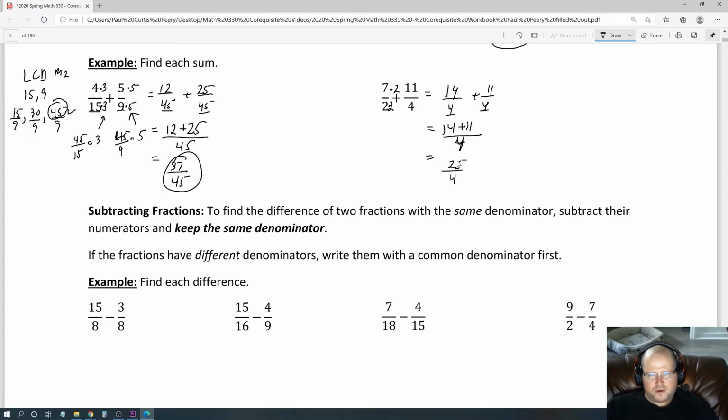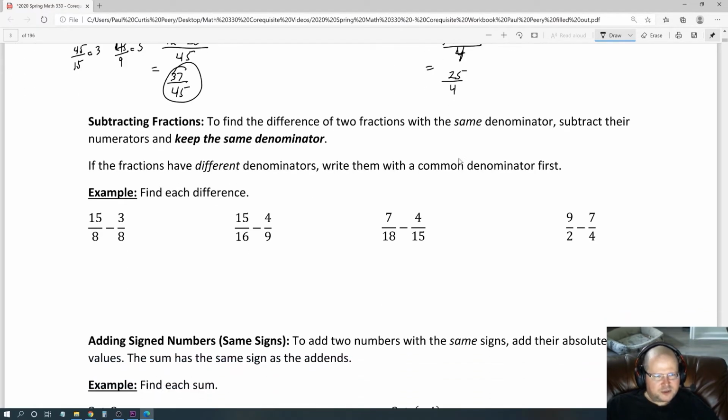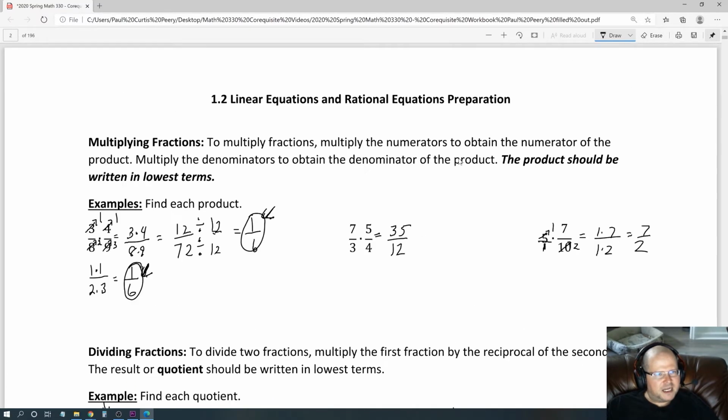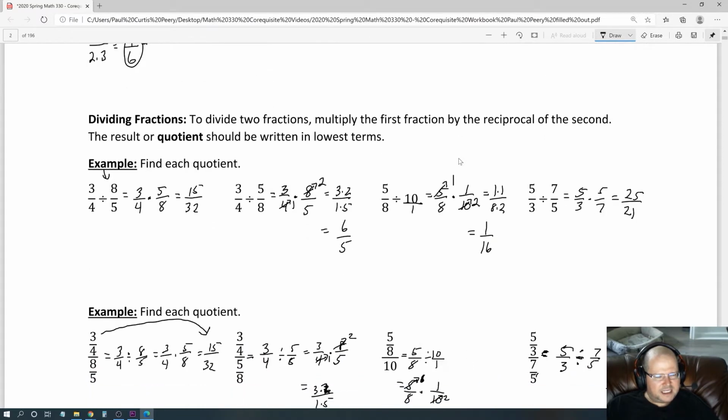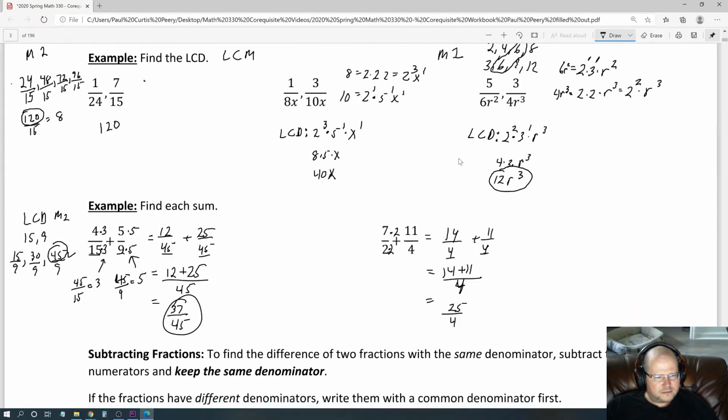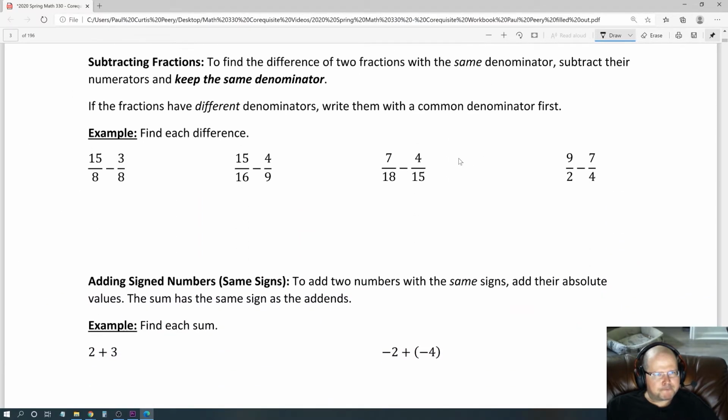So 25 over 4. The same thing is true whenever you're trying to subtract: you can't subtract unless they have the same denominator. So in this case, we do have like denominators. They both have 8. So since they match, we can just dive right in and subtract. We're going to say 15 minus 3 over 8. 15 minus 3 is 12 over 8.